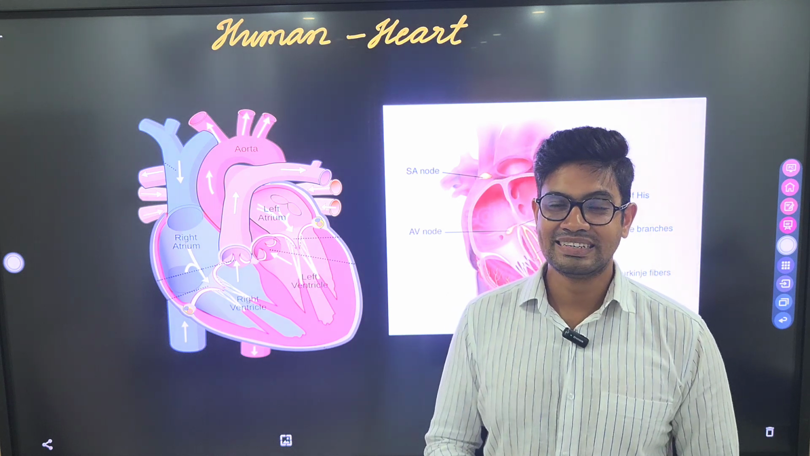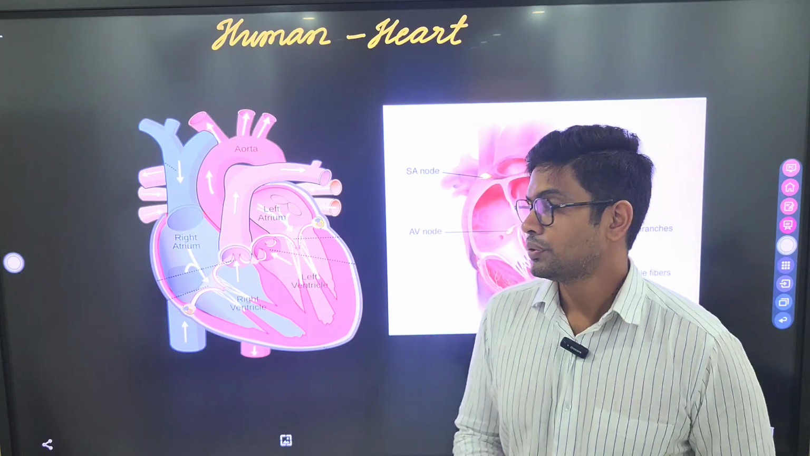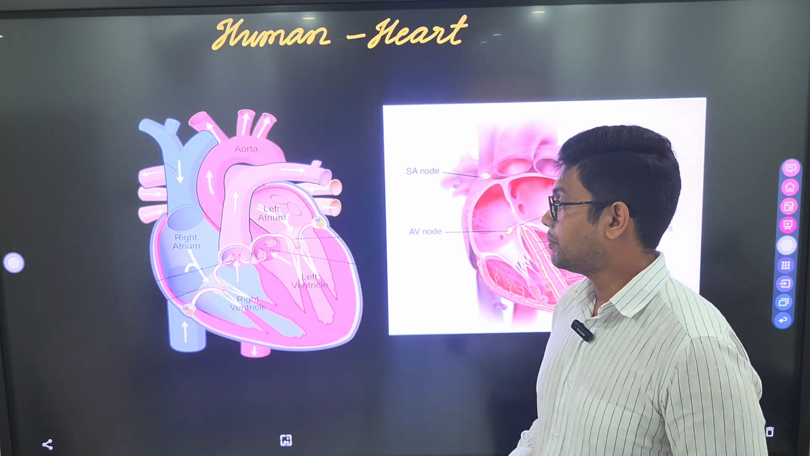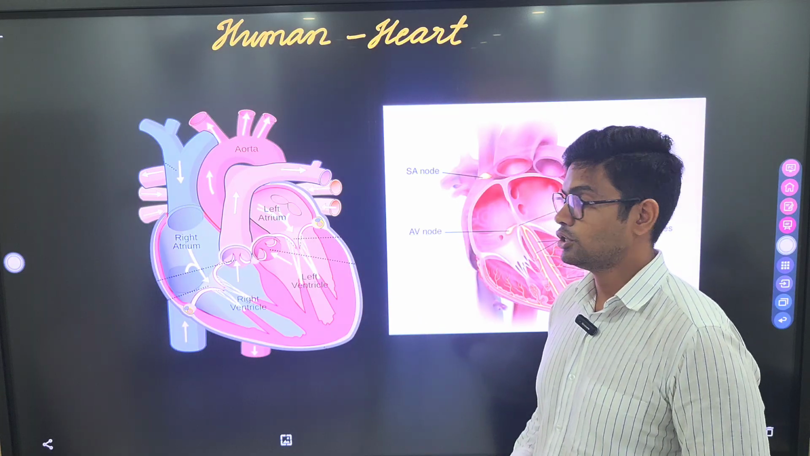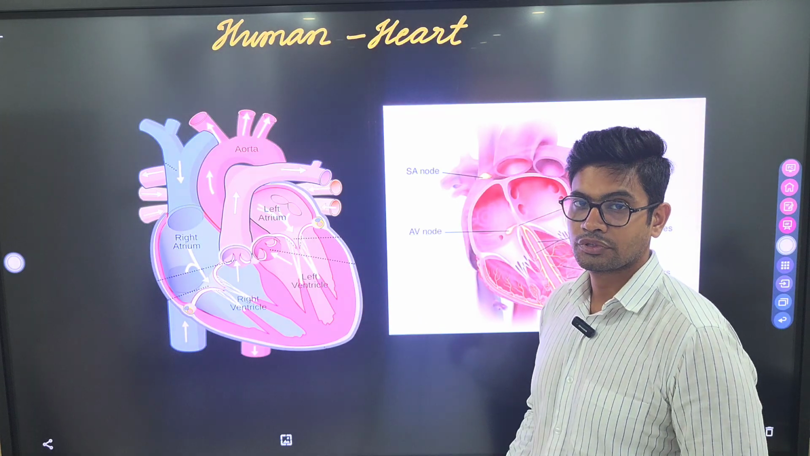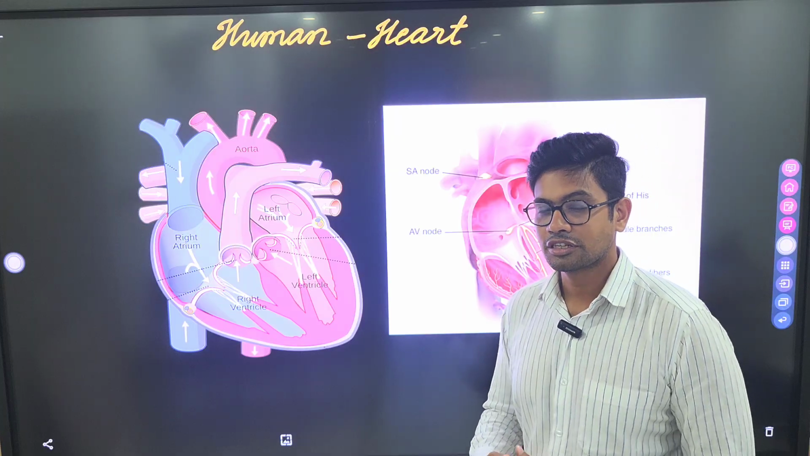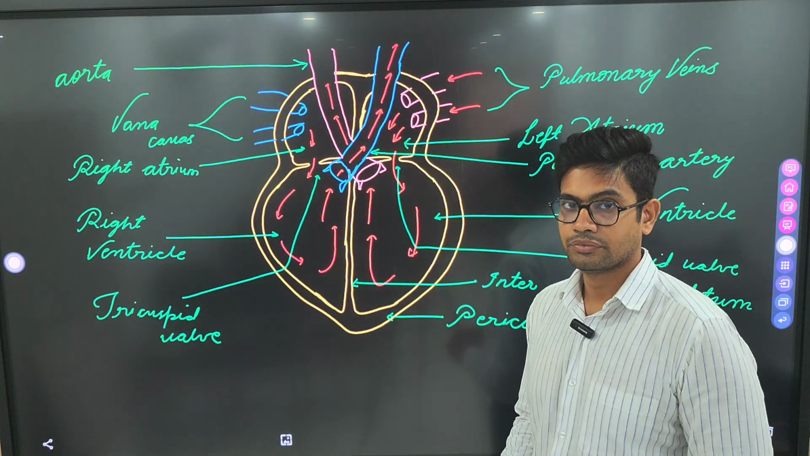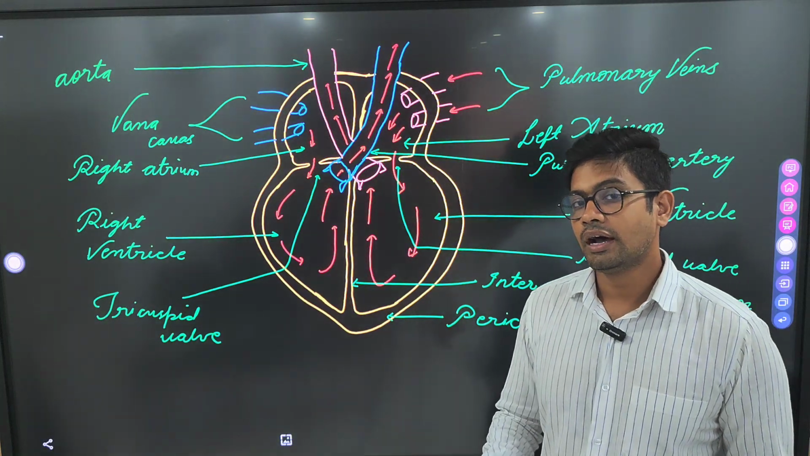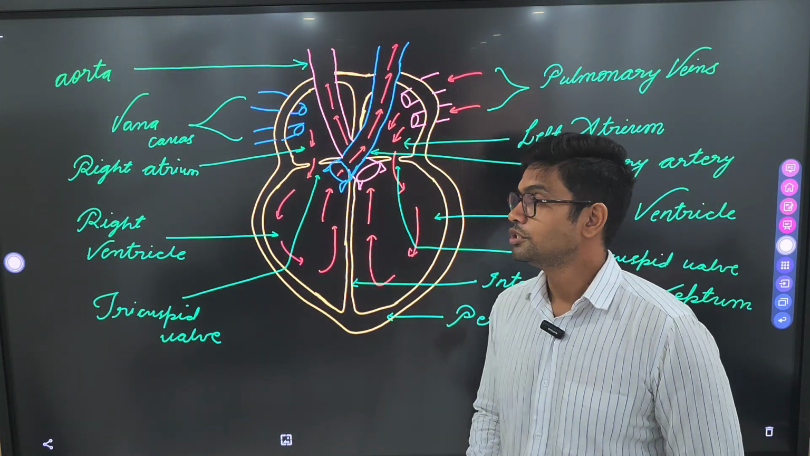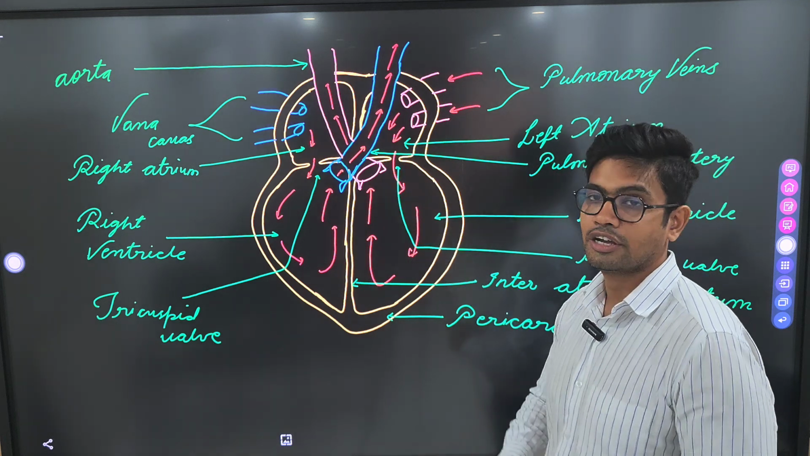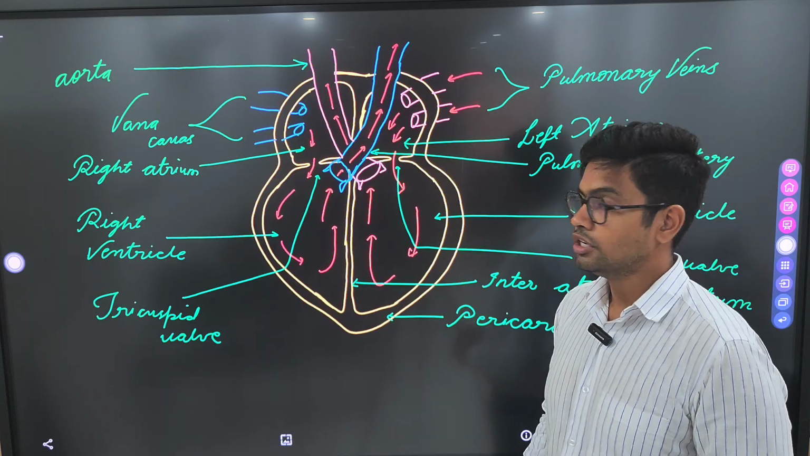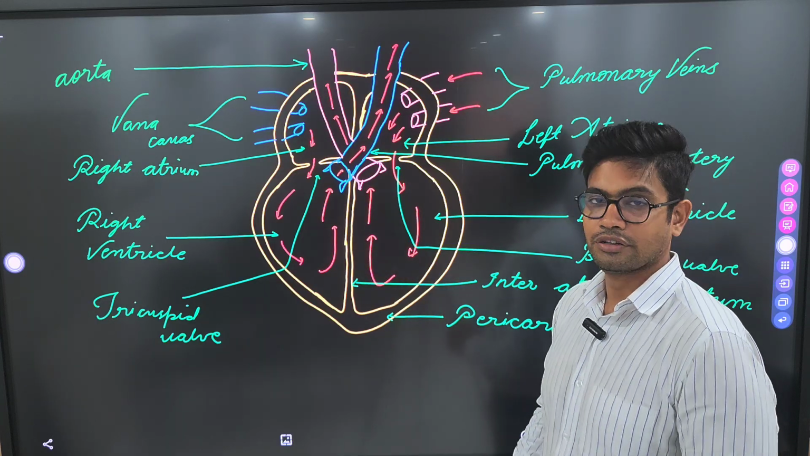Now let's talk about its internal structure. Internally the heart is divided into 4 chambers. The upper 2 chambers are called atria and the lower 2 chambers are called ventricles. To understand the internal structure of the heart, I have drawn another diagram which is more simplified. As we can see here, the entire heart has been divided into 4 chambers. The 2 upper chambers are called atria together, and each of them is known as an atrium. The 2 lower chambers are called ventricles.